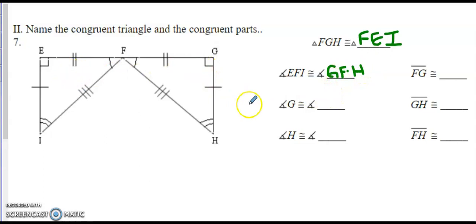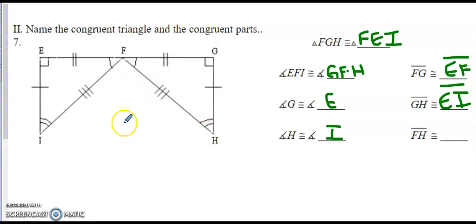Angle G is the right angle. It gets paired up with angle E, which is also a right angle. Angle H, which is the double arc, gets paired up with angle I, double arc. FG, which is the double tick mark, is paired up with line segment EF. Try getting the habit of saying the shape. Line segment GH, which is a single tick mark, is congruent to line segment EI or IE. And line segment FH is congruent to line segment FI or IF.